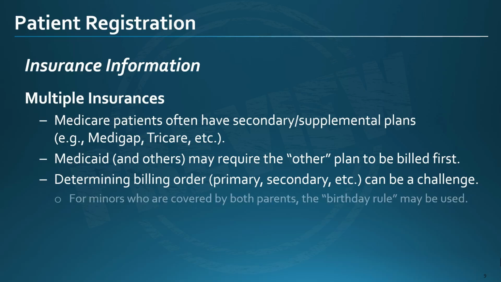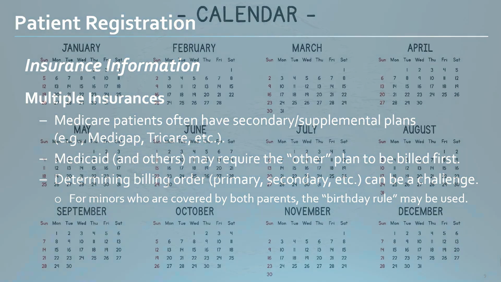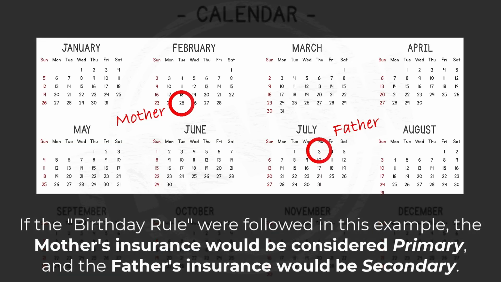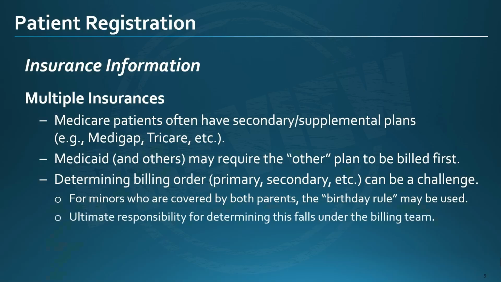For example, for minor patients who have insurance coverage through both parents, the birthday rule may be used. With it, the parent whose birthday, month and day, falls earlier in the calendar year is considered the primary insurance. This can obviously get tricky, though, and is ultimately the responsibility of your practice's billing team to handle. But at the front desk, the best way to help is to simply ensure that you collect any and all insurance coverage details for each patient. The billing team should then be able to handle the rest.